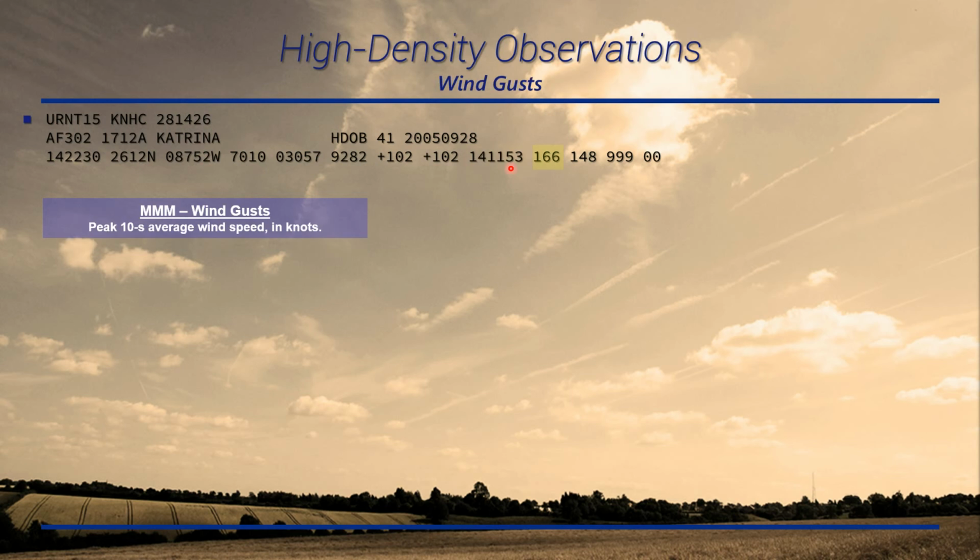The next column is a 10-second gust. Again, over that 30 seconds of time, what was our 10-second gust? And in this case, 166 knots, or about 191 miles per hour. Now, this, I want to emphasize, is not your surface wind speed. This is not your surface wind direction. This is at flight level, again, at 3,057 meters above the water. Now, there is a paper that James Franklin wrote back in 2003 that talked about correlations between flight level winds and surface winds.